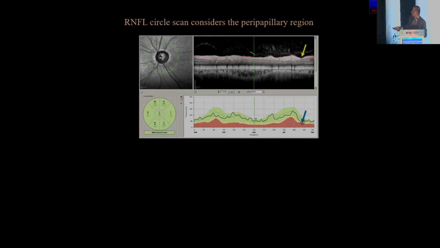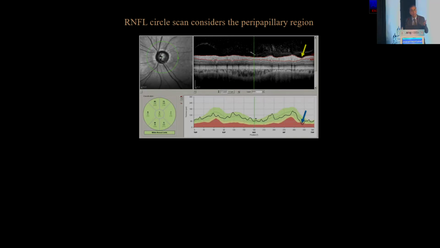The circle scan right here shows you everything is normal. But that's not telling you everything is normal. It's the average of that quadrant that is normal. That's why you have to look at the raw scans. You have to look at the focal loss. But it is easy to miss, isn't it?